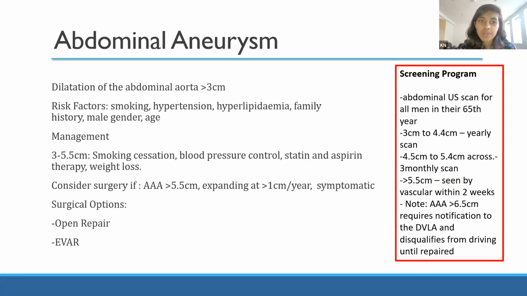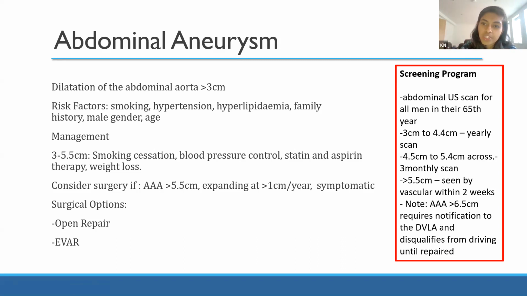So an abdominal aneurysm is defined as the dilation of the abdominal aorta to more than 3 centimeters. And you've got the usual suspects when it comes to risk factors: smoking, hypertension, age, gender, family history. So the big thing with abdominal aneurysms is the screening program, and this does get asked a lot actually in both writtens and in OSCEs. So it's worth knowing the screening program. But essentially, in the UK, all men at 65 have a one-off ultrasound scan of the abdomen.